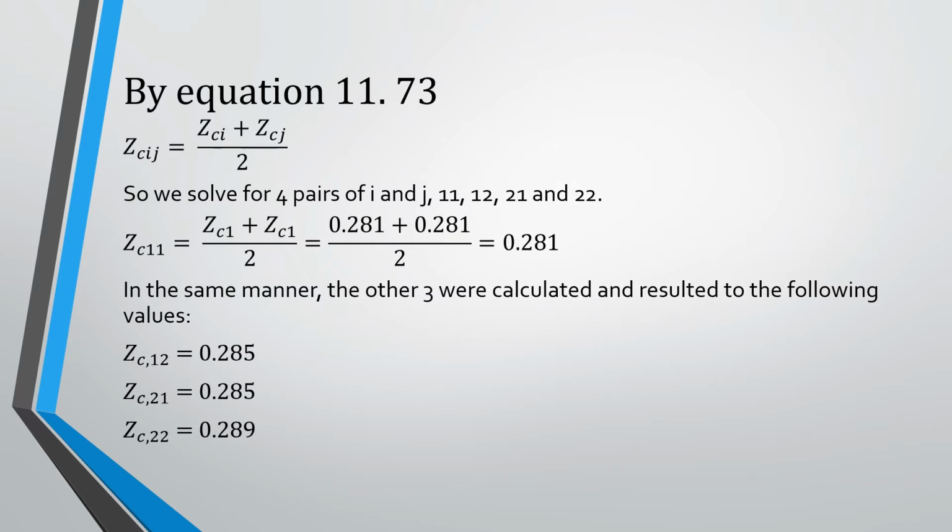Equation 11.72 will calculate the critical pressure of each ij pair. But since it is a function of the critical compressibility factor and the critical molar volume, we need to solve first for the latter. So here, we use equation 11.73 to solve for the critical compressibility factor of each ij pair. We can see here the calculation of the critical compressibility factor for i equals 1 and j equals 1, which results to 0.281. In the same manner, the other three ij pairs are calculated.